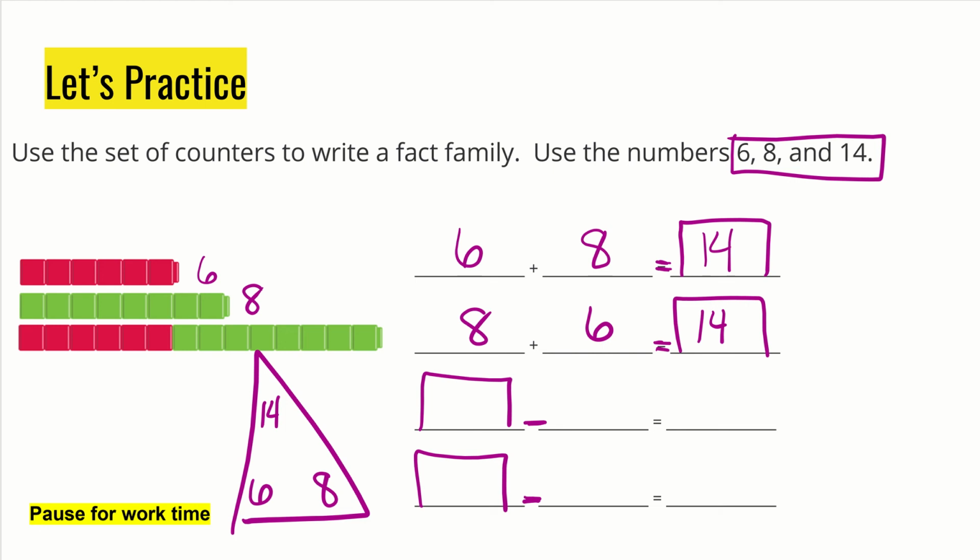Our next fact family sentence is going to be subtraction. And again, we know that we're going to start with our largest number, which is 14. So I can do 14 cubes minus 8 green cubes equals 6 red cubes. Or I can do 14 cubes minus 6 red cubes equals 8 green cubes. Great job. Let's try one more.